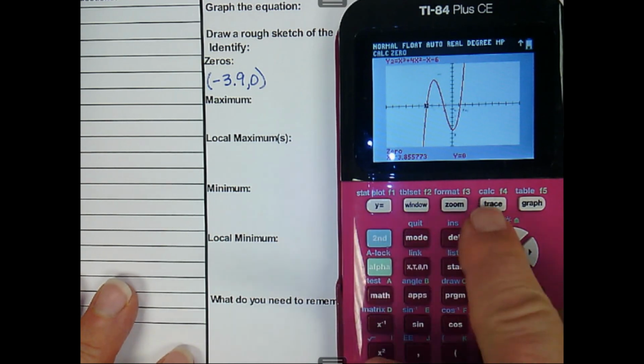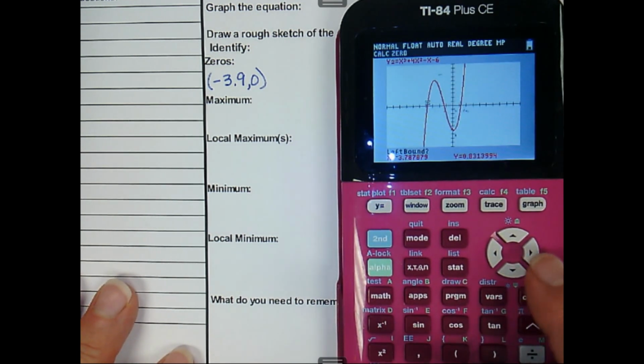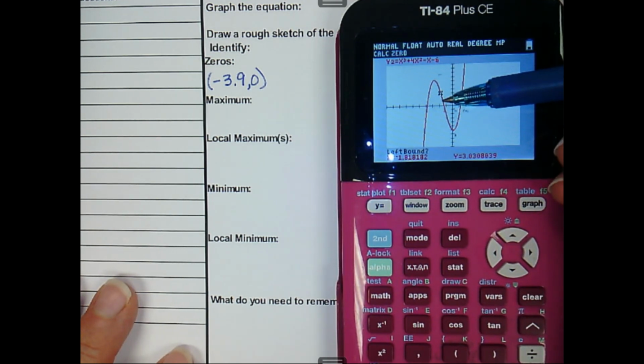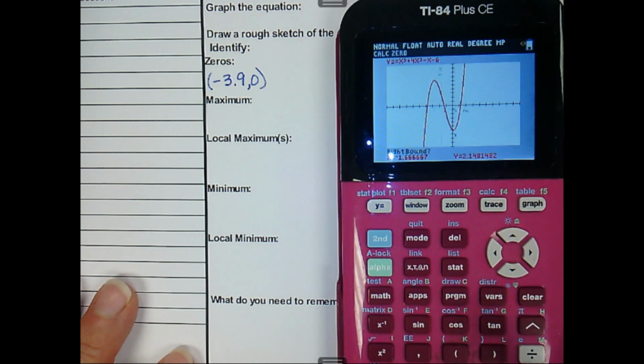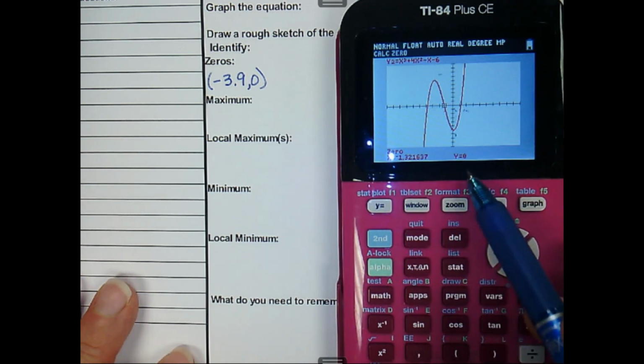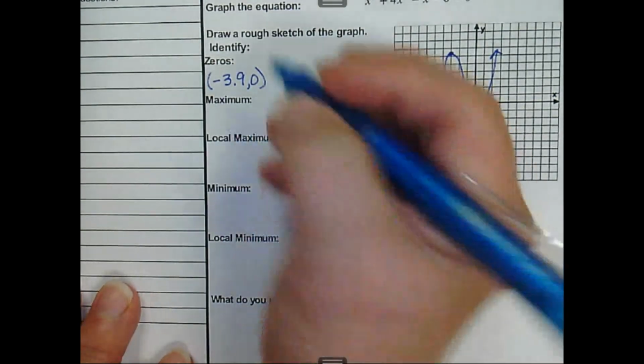Okay, second trace, 2 again for my next zero. Go up over the top. This time I stop up above because it's the left side of the point. Enter down below. Enter, enter. Negative 1.30.